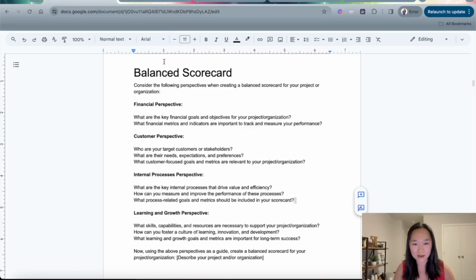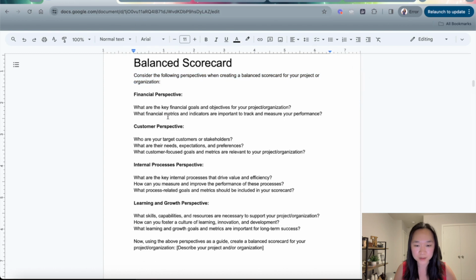Now, without further ado, let's jump into the prompt here. All right, so we have the balanced scorecard prompt right here. And what we're asking ChatGPT to do is to create a balanced scorecard for your project or organization by analyzing the financial perspective. So we want ChatGPT to consider what are the key financial goals and objectives of your project or organization, and what financial metrics and indicators are important to track and measure for your performance. Also, we want to take a look at the customer perspective.